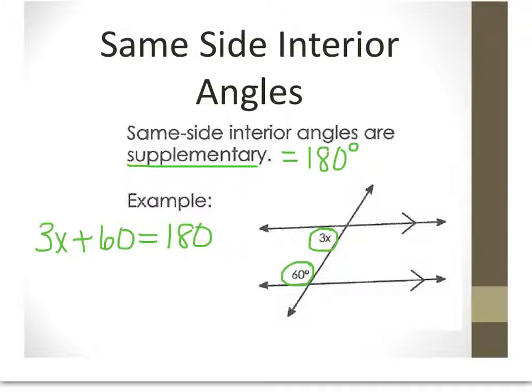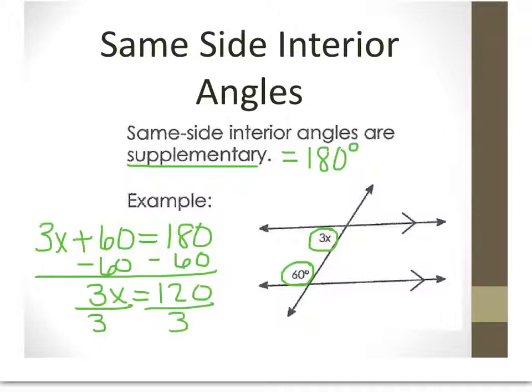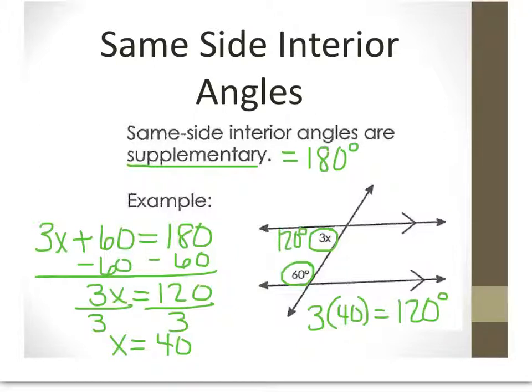Now all we have to do is solve for x. So we do an equation. We first subtract 60 from both sides. So now we have 3x equals 120. Now we divide both sides by 3, and so x equals 40. That is not what this angle 3x equals. We now have to say, okay, so 3 times 40 equals 120. So this angle right here is 120 degrees.